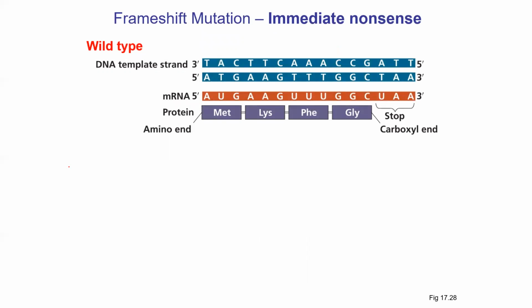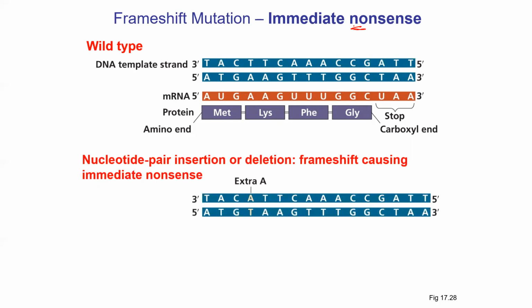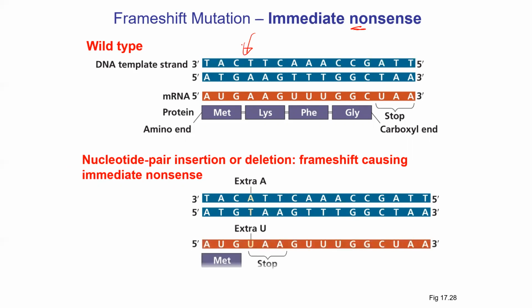So a frame shift mutation, sometimes you get immediate nonsense. Remember what nonsense means. It means no more amino acids. So let's take a look at an example here. In this case, what we've done is right here, we inserted an extra A. So what does that mean? It means that everything gets shifted over. So this TTC right here gets shifted over, and all of my codons are now messed up.